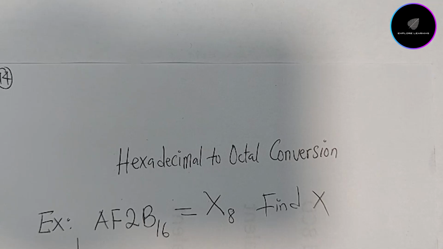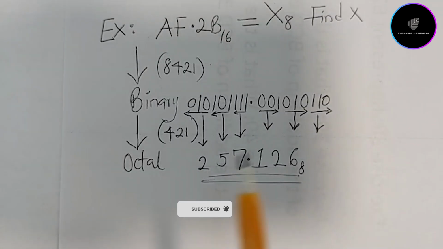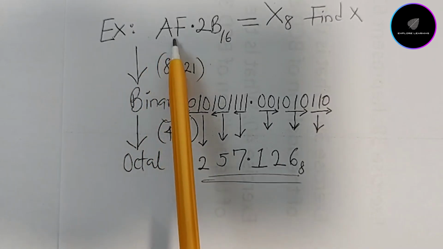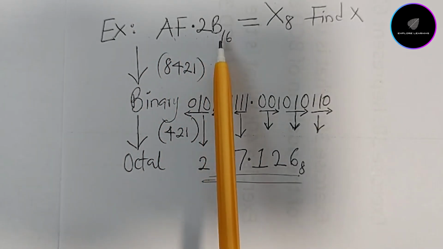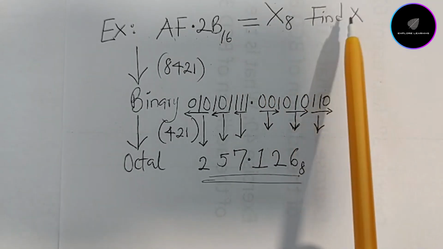Now in today's video, let's talk about how we can convert hexadecimal number system to octal number system. So let's consider this example that says AF.2B base 16 equal to x base 8, find x.